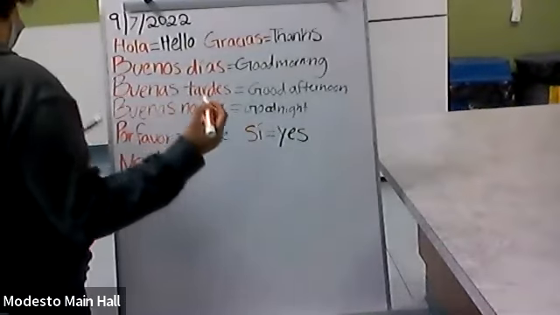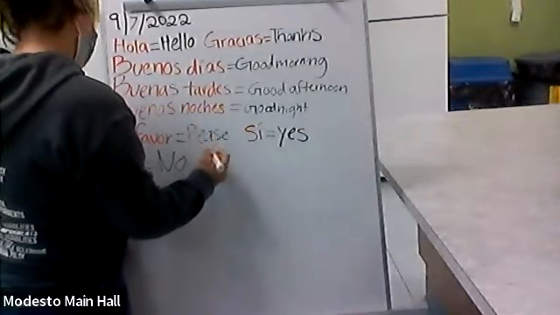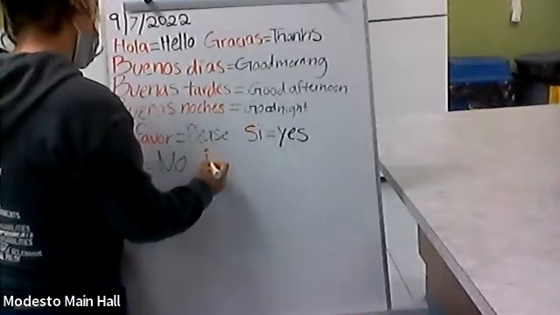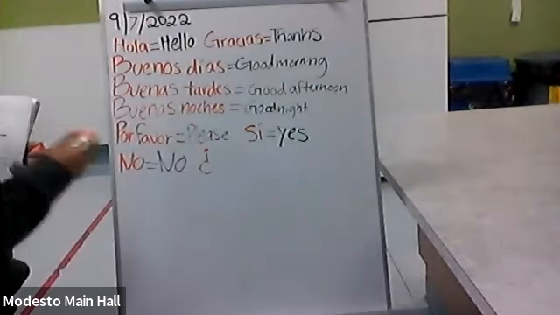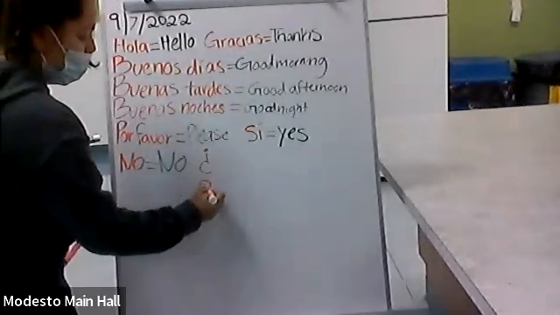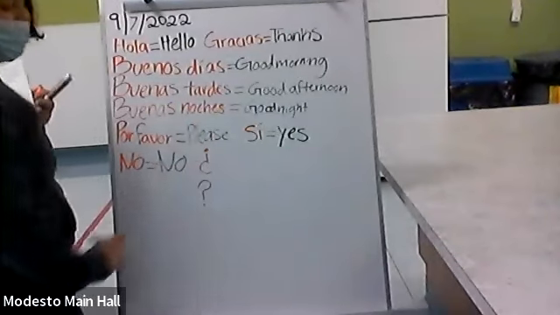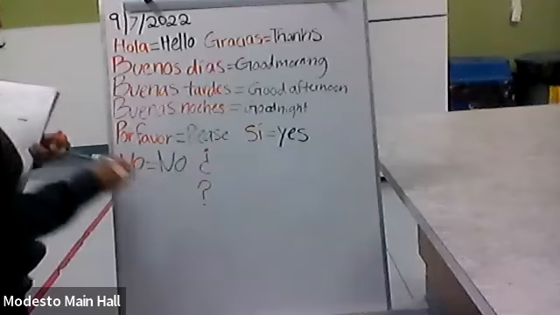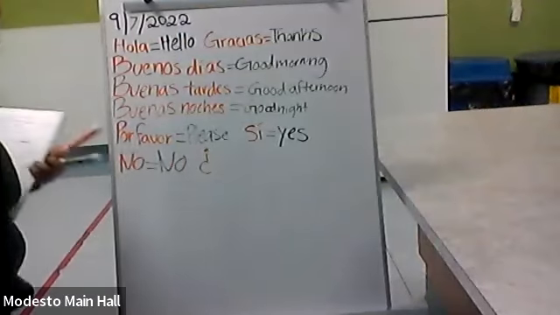Next we have ¿cómo estás? So when we ask a question in Spanish, instead of only having the question mark at the end, we also write one upside down at the beginning of the question, like this. Since it's a question, I'm going to start it off with this inverted question mark.